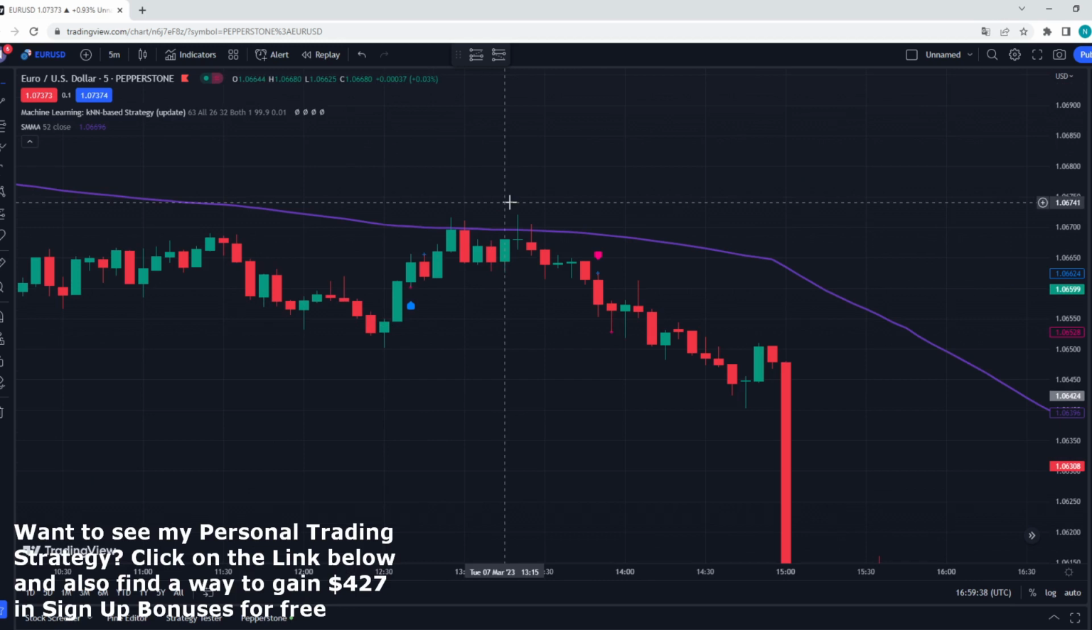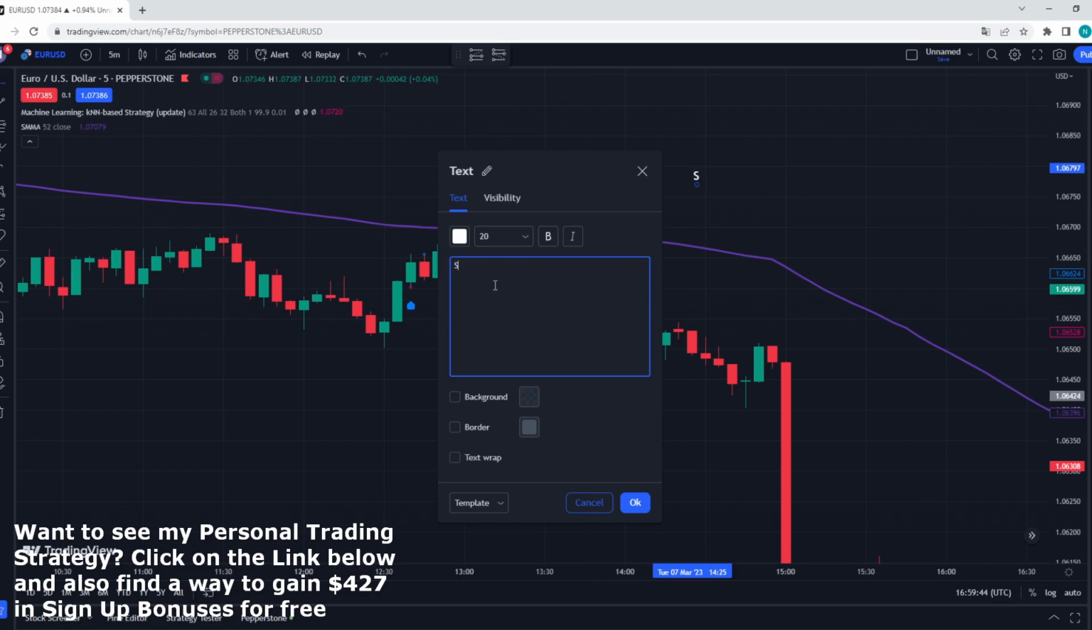For a short trade, we have the same rules, but as always in the opposite direction. So let's write it down for a short trade. First, we want our candle closing below our smooth moving average. Second, we want a sell signal. We will put our stop loss above the sell signal marker, and we will have a risk reward ratio of 1 to 1.5.